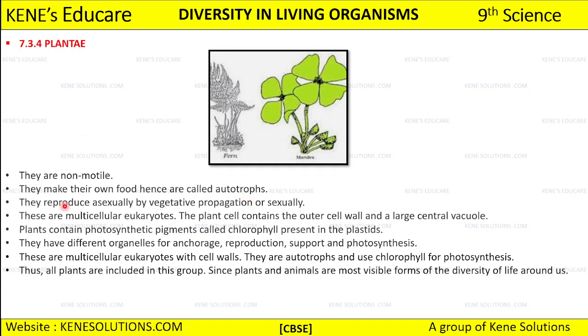Okay, so they reproduce asexually by vegetative propagation, or they reproduce sexually. Now all of them are multicellular eukaryotes. What are they? Multicellular eukaryotes. And the plant cells contain the outer cell wall, and along with that outer cell wall, we also have a large central vacuole. So regarding plants, we have already discussed vacuoles, chloroplast and chlorophyll, right?